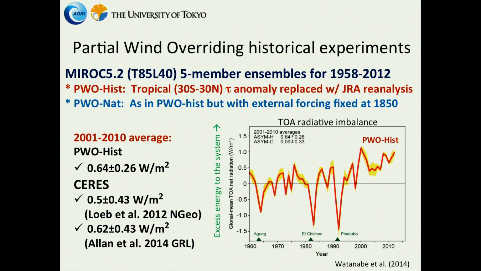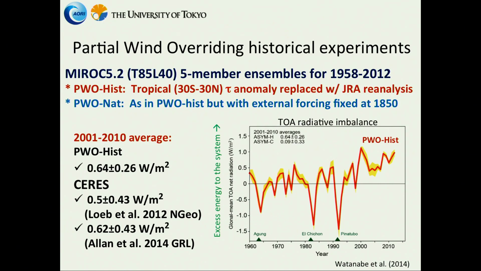So what we have done is a partial wind overriding historical experiment, PWO. This name was requested by one of the reviewers, but we originally used words like partial assimilation or pacemaker, and the reviewer didn't like it. So we have to call it partial wind overriding: not replacing the wind stress, but adding the observed wind stress anomaly to the coupled model run.